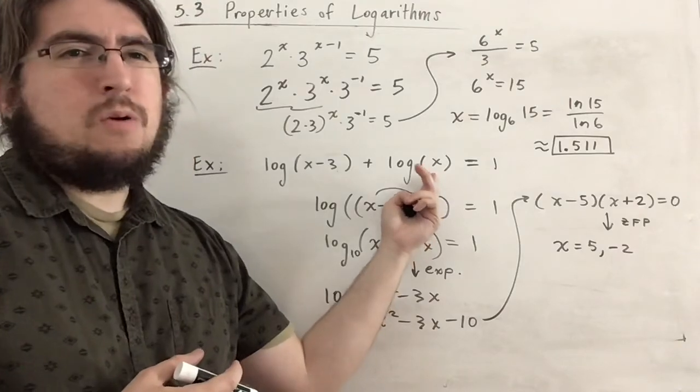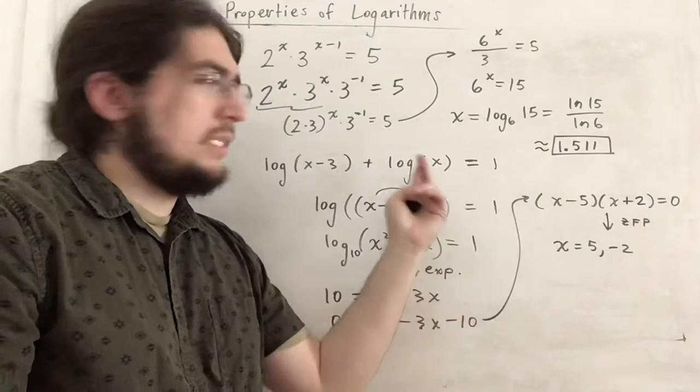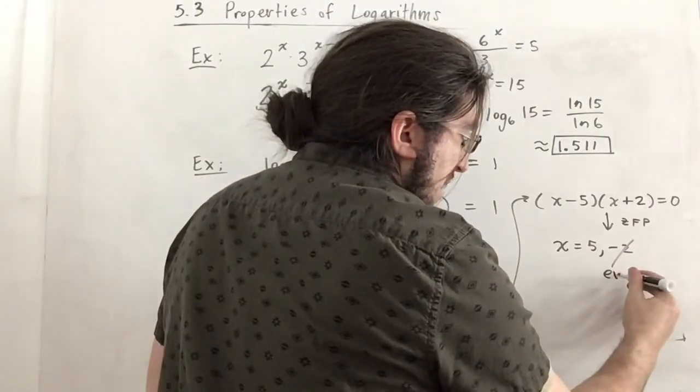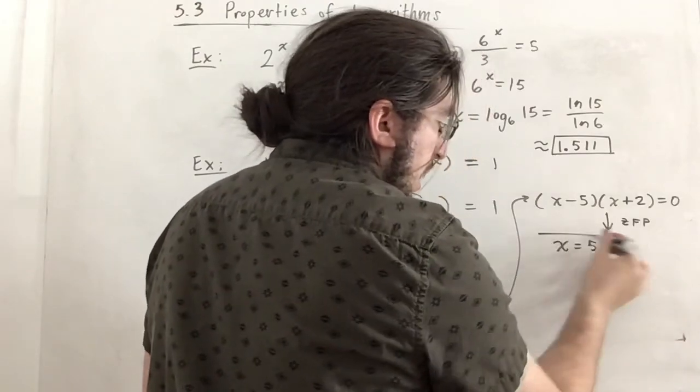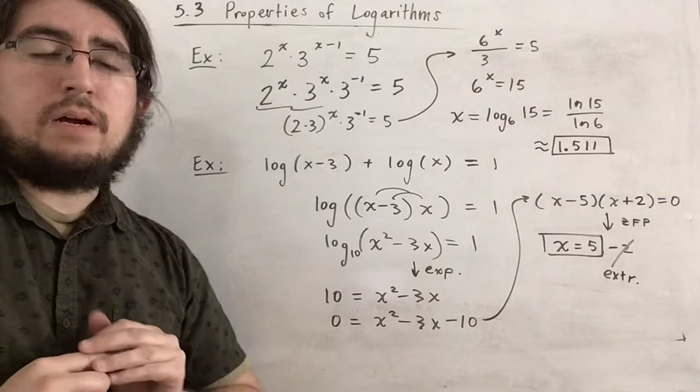Similarly here, we don't even need to check this. Once you have one of them negative, right away it's extraneous. But yes, it also fails this one. Log of negative 2 is log of a negative. That's an extraneous solution, so right away x is equal to 5 is our only solution, and there we go.